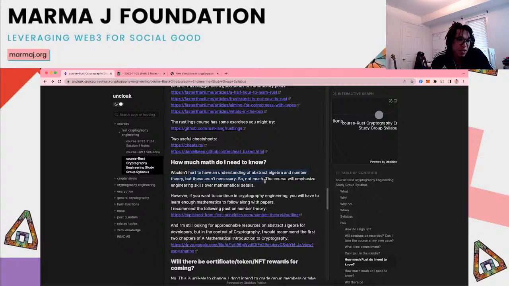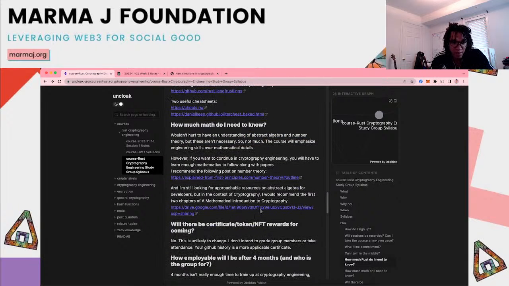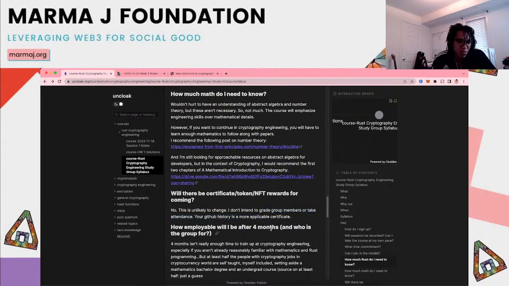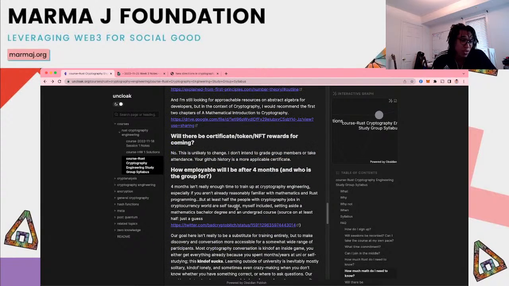How much math do you have to know? You've got to at least be relatively good at grade 9, 10, 11, 12 math. There are a lot of resources as well to get brushed up on math. You don't need some crazy high-level, university or graduate-level math, but algebra and all that, you do have to know how algebra works. Will there be NFTs for completing it? No. There's no grading. Your GitHub history is a more applicable certificate, and we could have fun little things. But for now, your GitHub stuff.